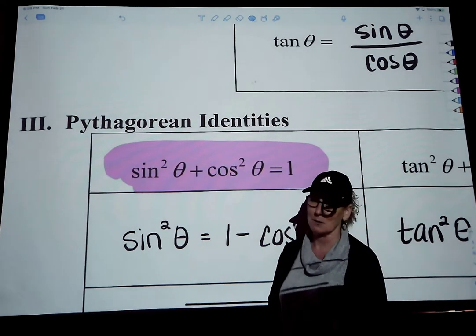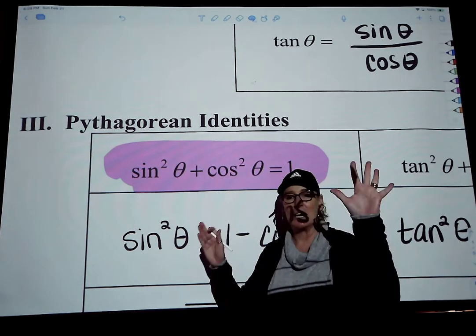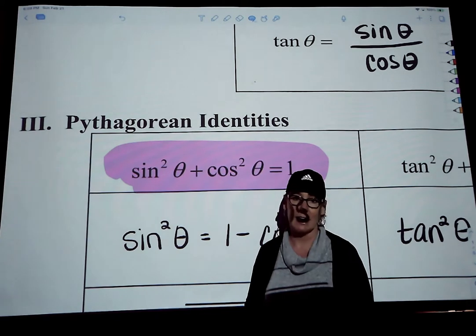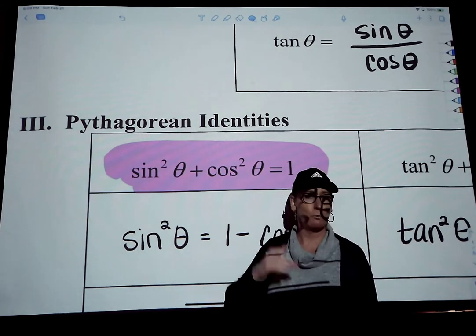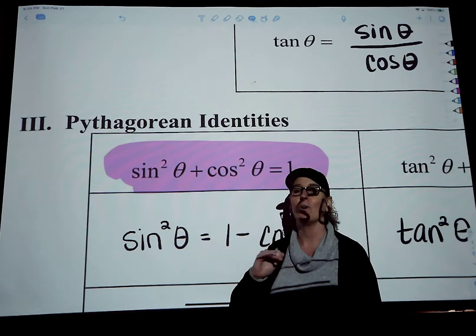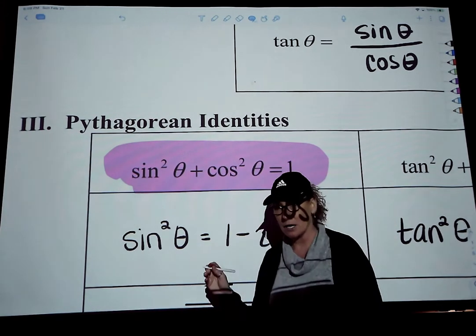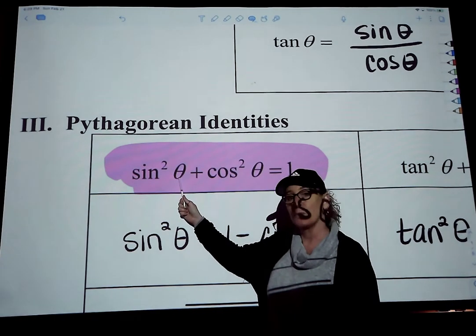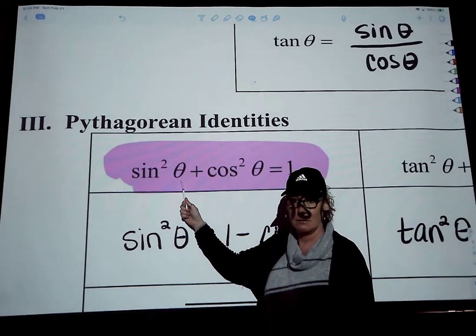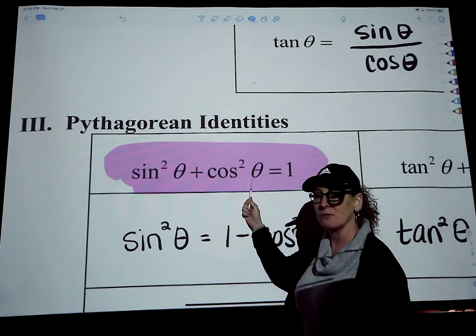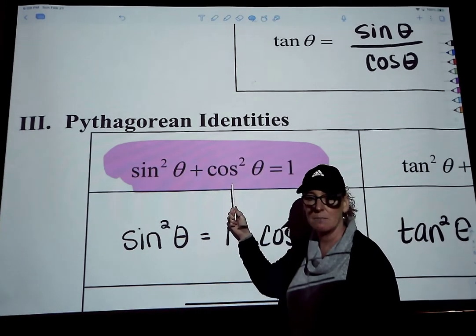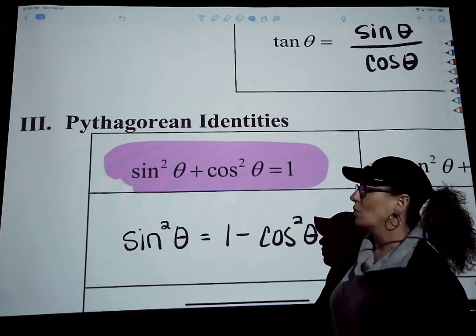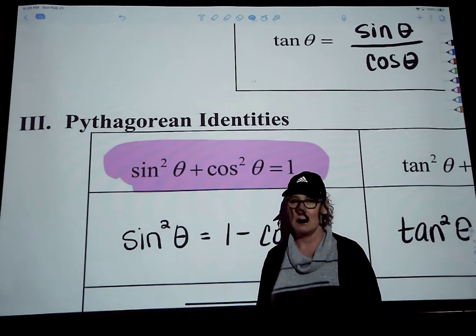Don't believe me? This is going to be kind of cool. Pick an angle, any angle. Acute, obtuse, negative, I don't care. More than one revolution, I don't care. Pick an angle, any angle. Ready? I'm going to pick 47 degrees. If I take the sine fraction for 47 degrees and I square it, and I take the cosine fraction for 47 degrees and I square it, guess what I get when I take those and add them together? I get 1.